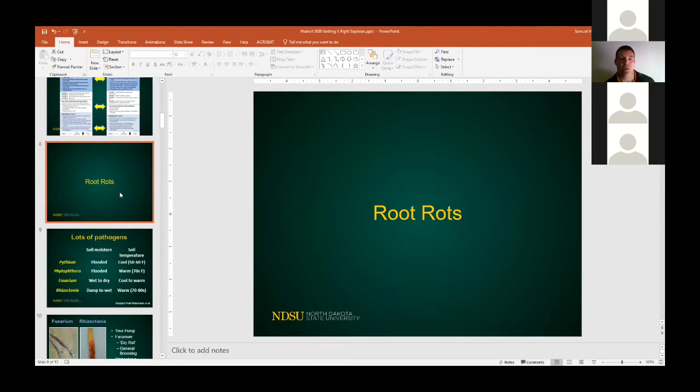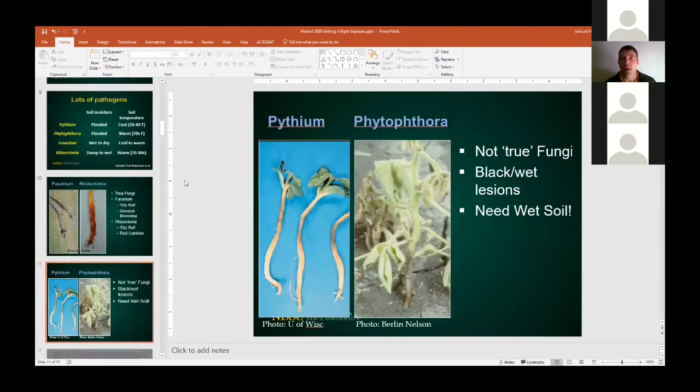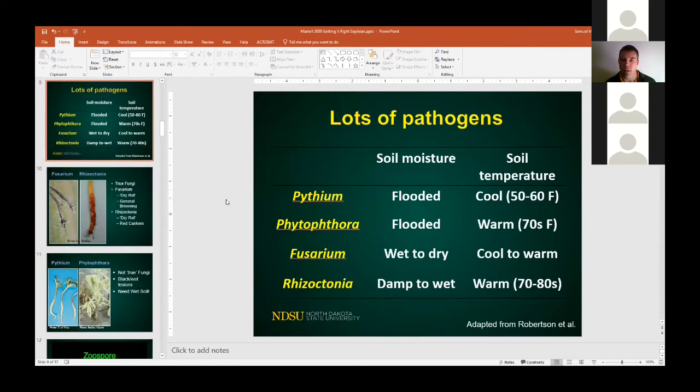All right, so we'll switch into root rots here. With root rots, we have a lot of different pathogens. This is kind of normal for plant diseases, although I would say that soybeans tend to have more root rot pathogens than most. And it's an interesting scenario.